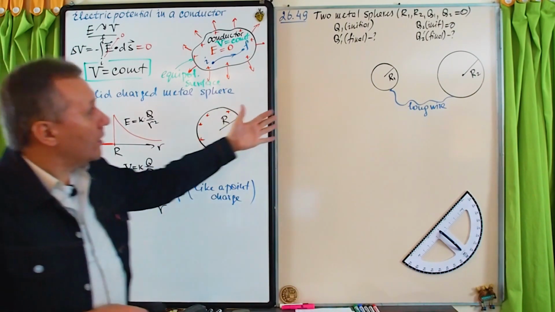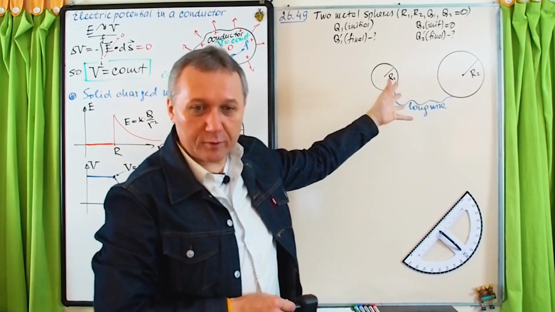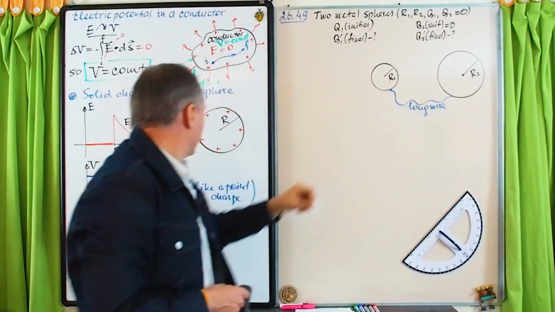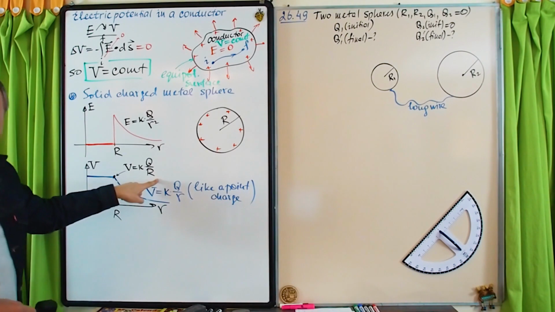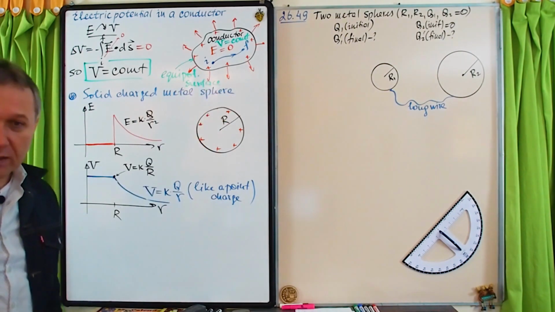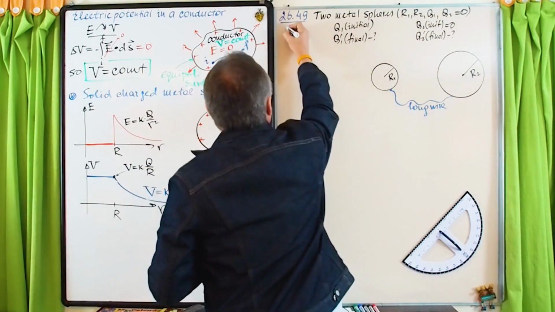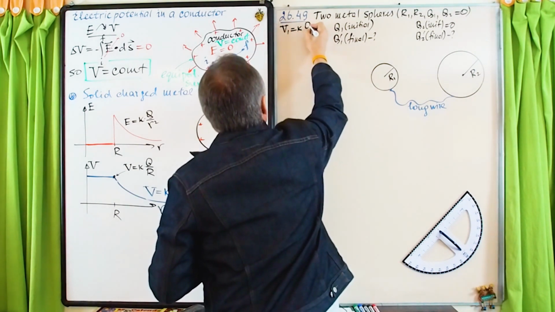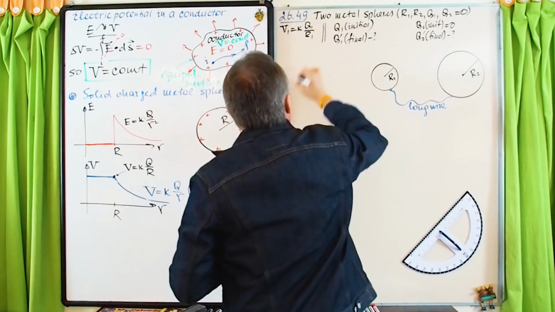Right? So before, when these two spheres were not connected, can we write the electric potential? We knew the charge Q1, we knew the radius, so we can use this V equals KQ over R to write an expression for the electric potential of sphere number 1. So I can write, for example, here V1 will be equal K Q1 over R1. Okay, let me separate this.